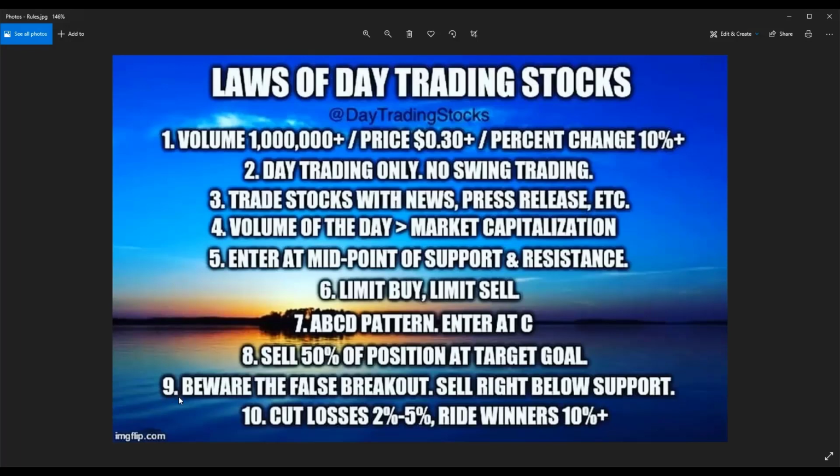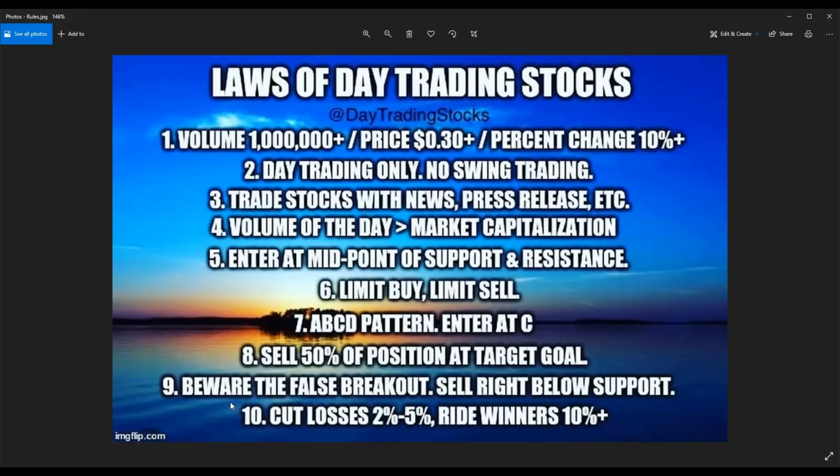Rule number 9 says beware of the false breakouts, sell right below the support level, which is something we've talked about, being aware of that using moving averages. So you really need to adjust your timing intervals, so that way you get the correct signals.